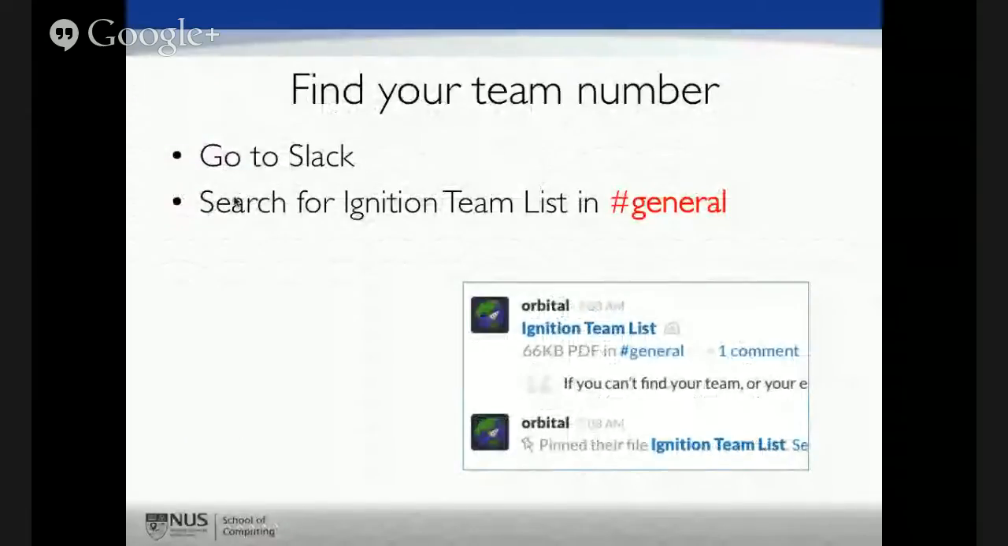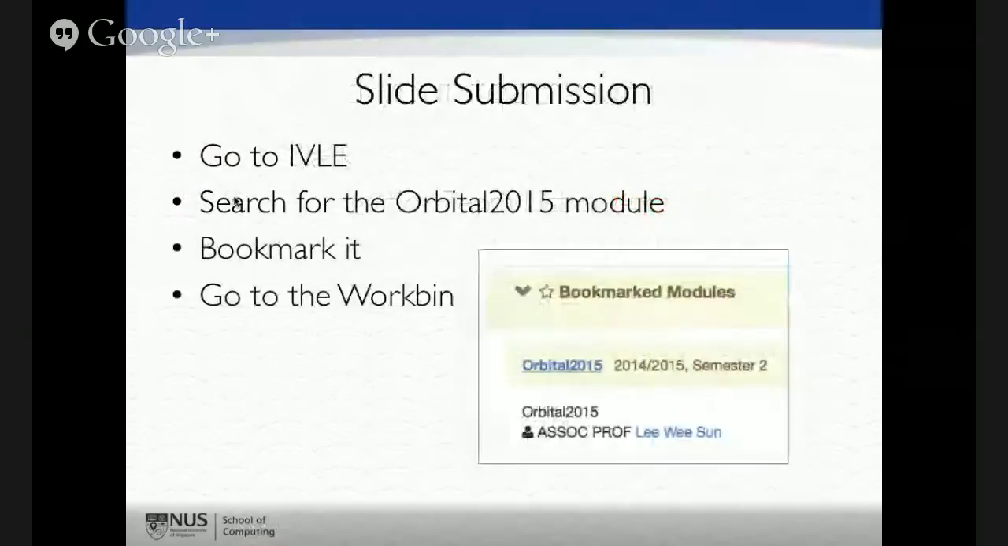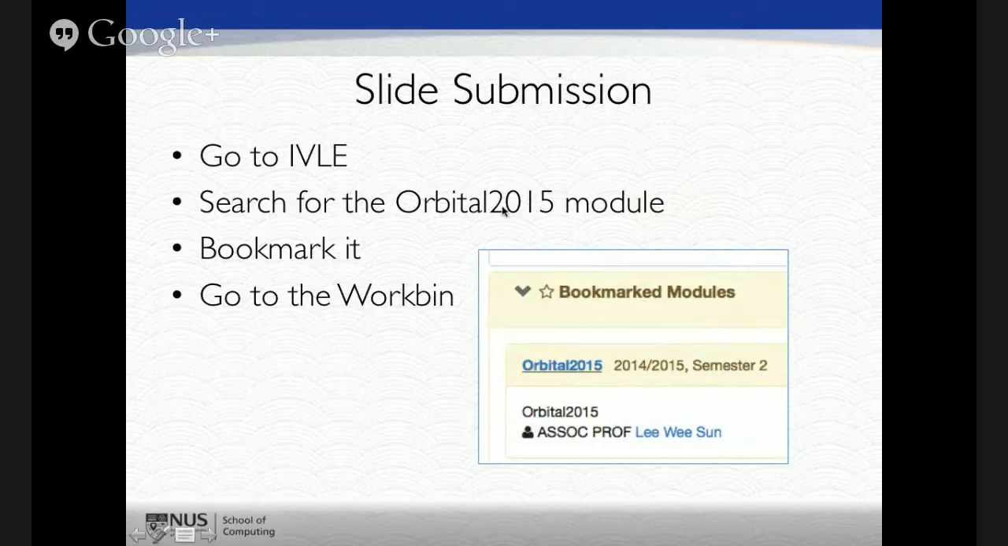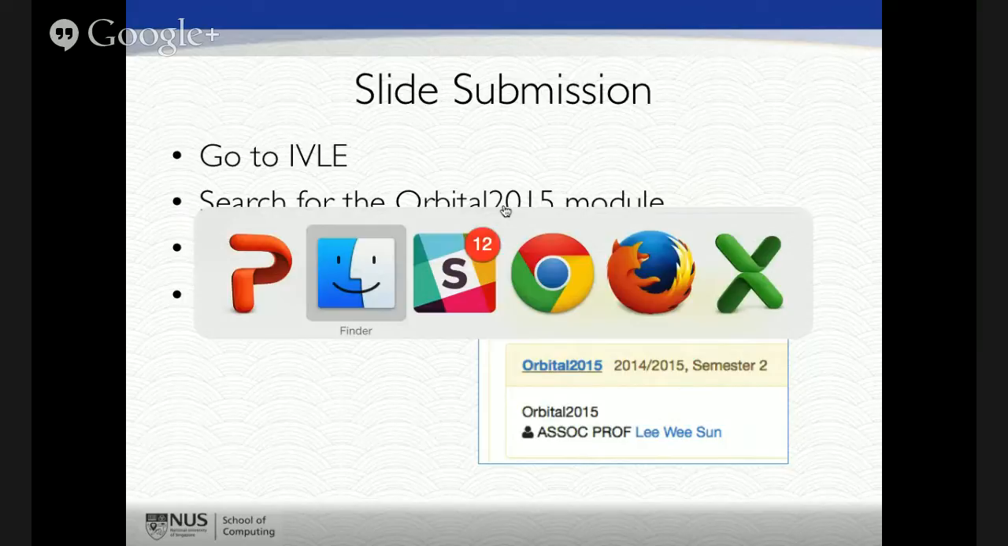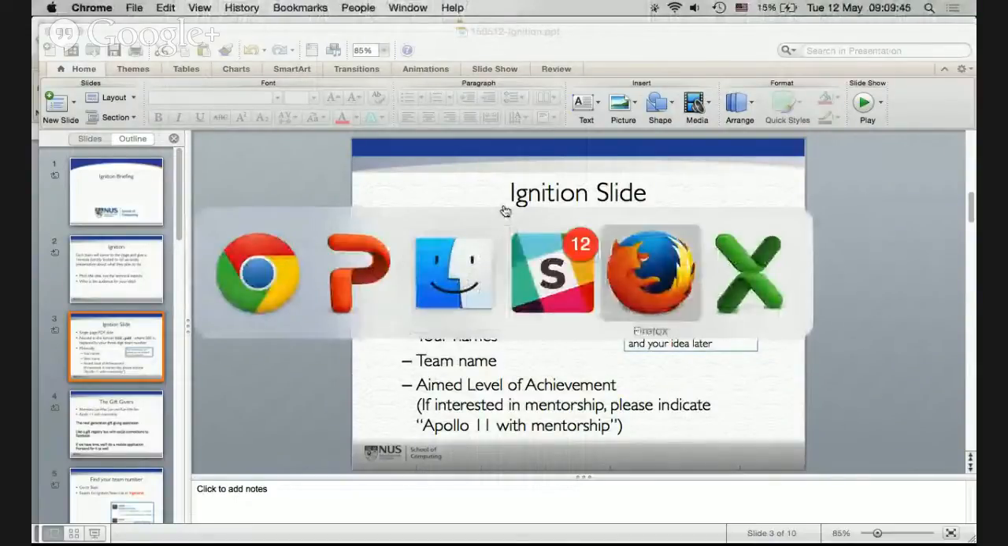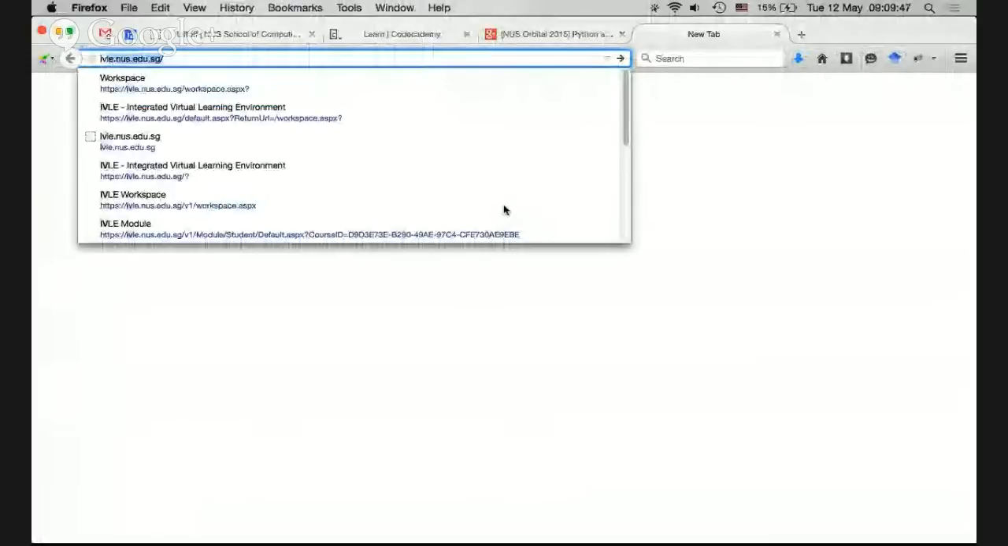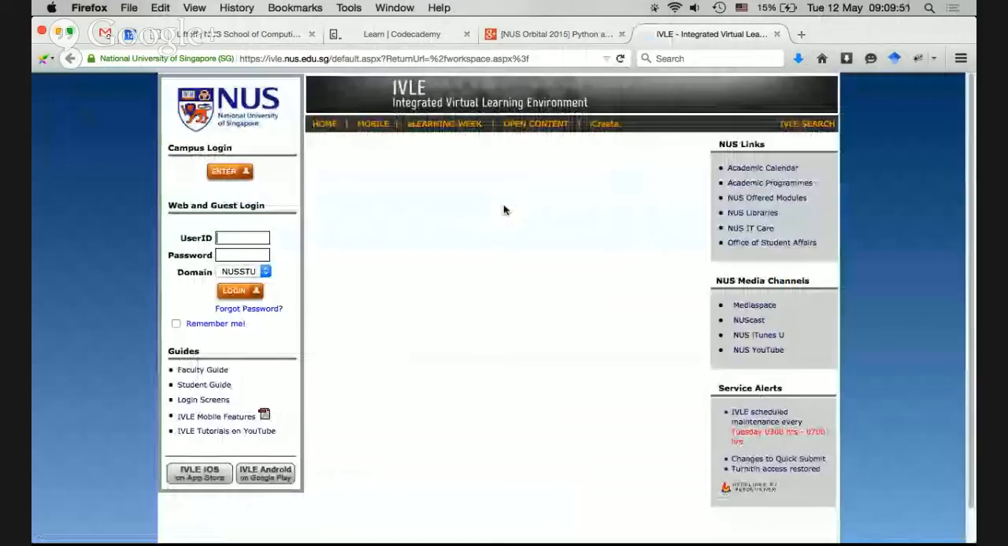What you need to do is think about what you're going to put on your slide, make it fun, okay? And then when you're done with it, you can submit it. Go to IVLE, our very favorite manager of modules, right? You need to search for the Orbital 2015 module. I think you know how to do that, but in case you don't, especially if you have not used the search function in new IVLE, I was puzzled, where was it? So I will show you where it is.